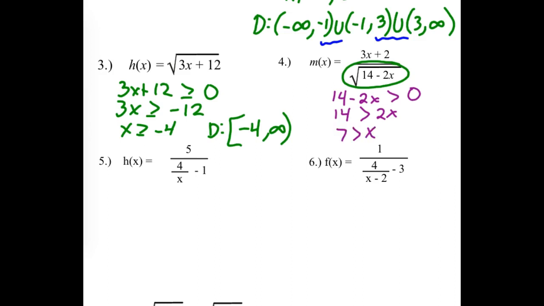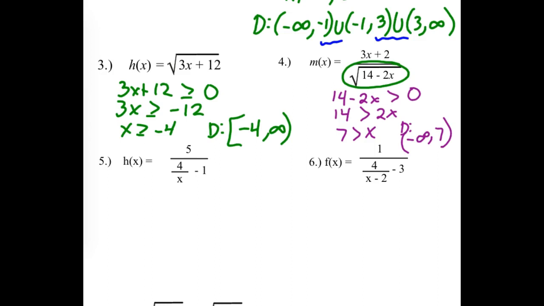So reading from x, we have x has to actually be smaller than 7. So for my domain, I want to be under 7. So from negative infinity up to 7, but not including it. Because if I actually put a 7 in there, it would make it 0. And I can't divide by 0.